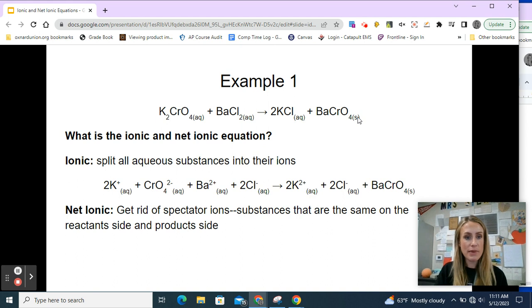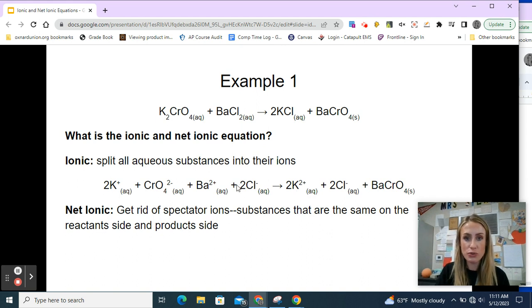The next step is I want to make my net ionic reaction. So in this step, I'm going to get rid of my spectator ions. Those are substances that are on both my reactant side and my product side. So in this case, I have 2 potassium ions over here on my reactant side, and I have 2 potassiums over here on my product side, so those cancel out.